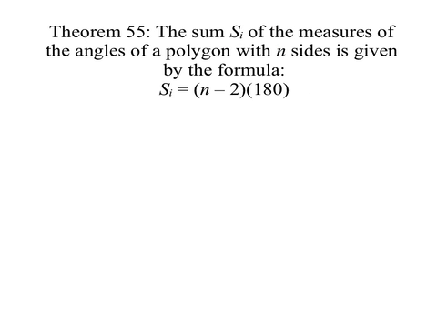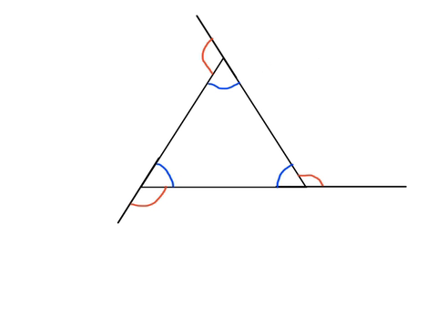And that leads us to Theorem 55. The sum of the measures of the angles of a polygon with n sides is given by the formula that the sum, S, is the number of sides take away 2, times 180.